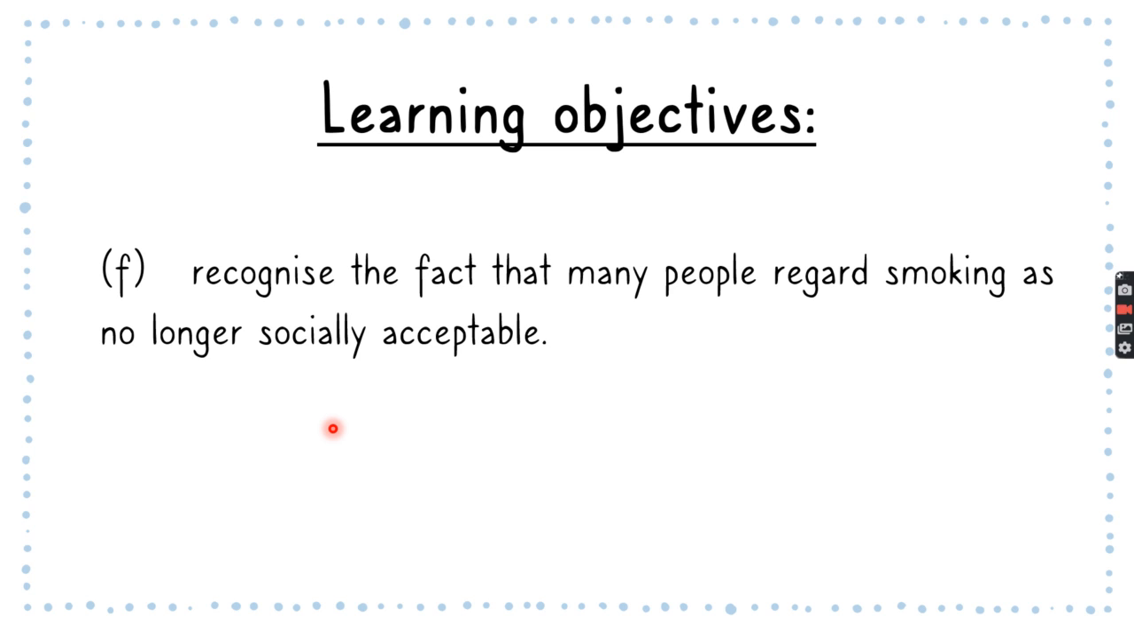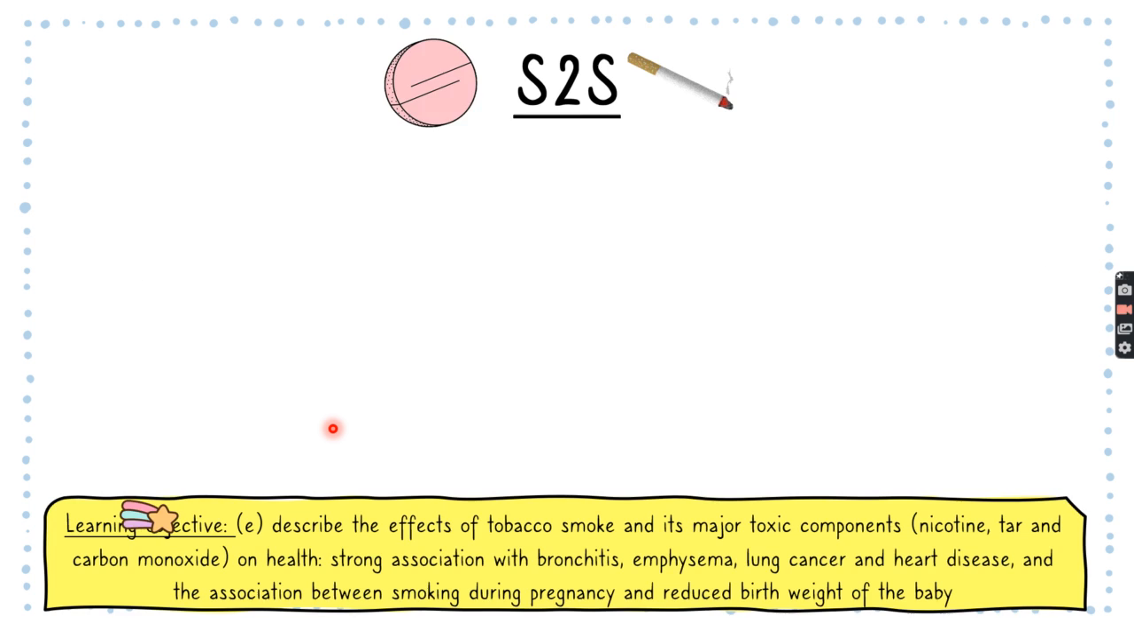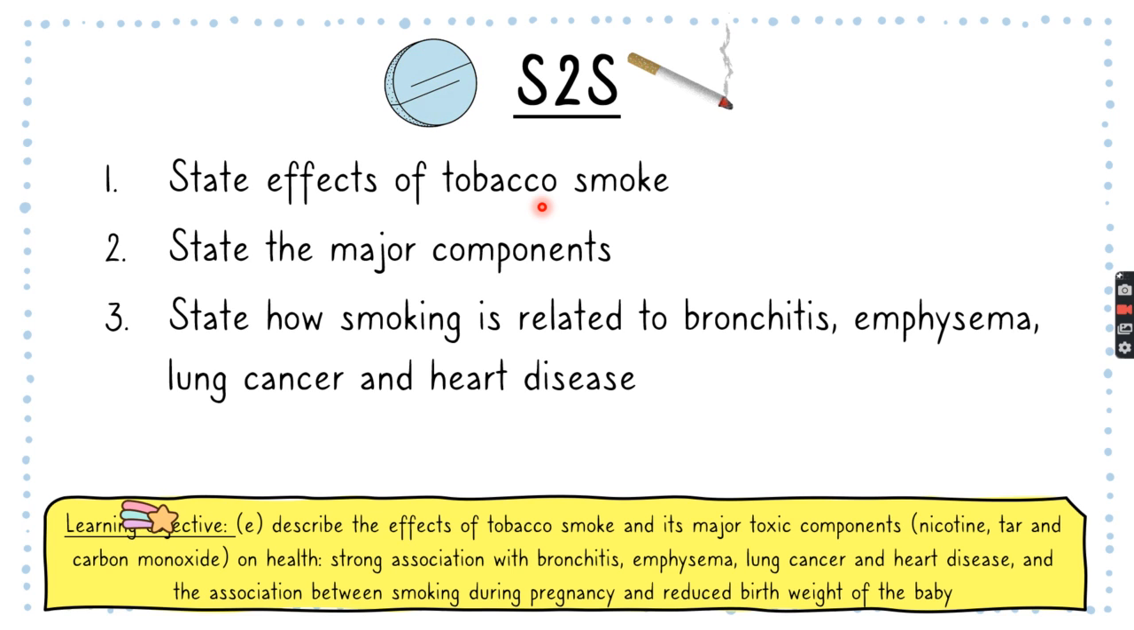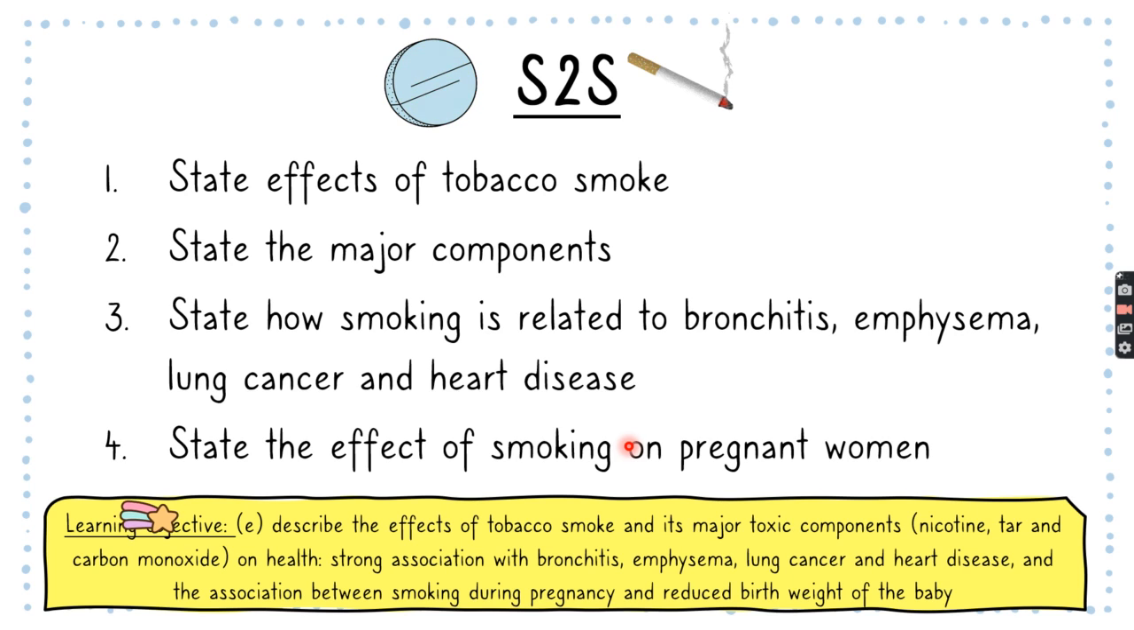We're going to talk about the effects of it. So why it should be no longer socially acceptable is because of the health issues that may arise from smoking. So our main step to success today is to state the effects of tobacco smoke, to state the major components of them, and how smoking is related to these diseases like bronchitis, emphysema, lung cancer, and heart disease, as well as the effects of smoking on pregnant women.